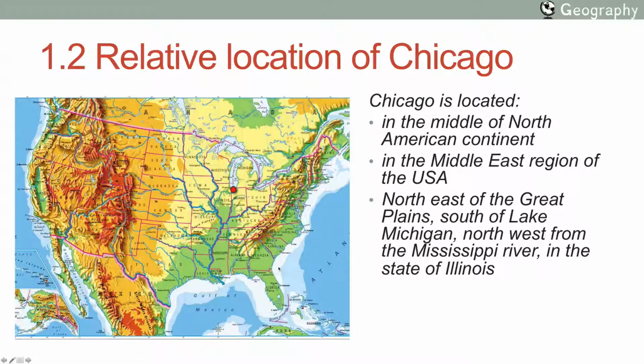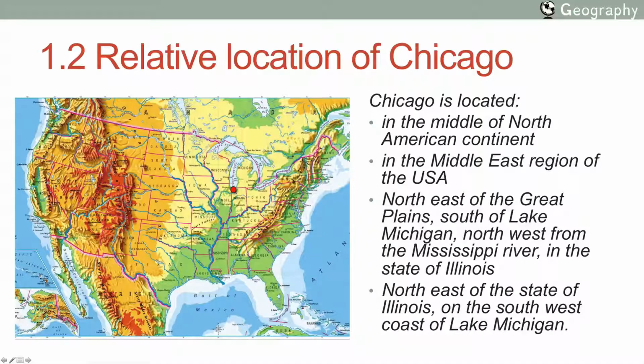The other things you need to know are the peninsula of Florida, the peninsula of California, the Boswash megalopolis with Boston, New York, Baltimore, and Washington, D.C., and of course the Great Lakes. That's very important to know, and we know that Chicago is south of the Great Lakes. And if we look at the state level, we could say that Chicago is northeast of the state of Illinois on the southwest coast of Lake Michigan.